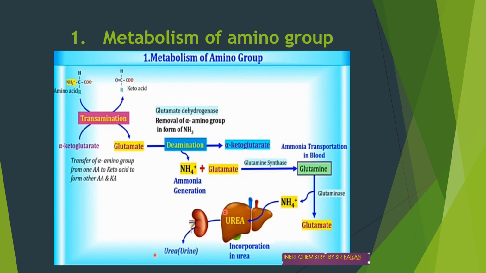So this is the metabolism of the amino group that consists of transamination, during which transfer of the amino group takes place, and deamination, during which the removal of the amino group takes place. Then this ammonium ion formed during deamination is converted to glutamine and transported towards the liver. In the liver, this ammonium ion is incorporated into urea and excreted from the body through urine.